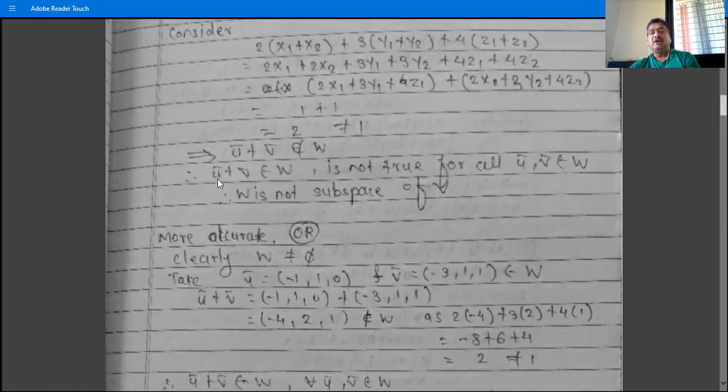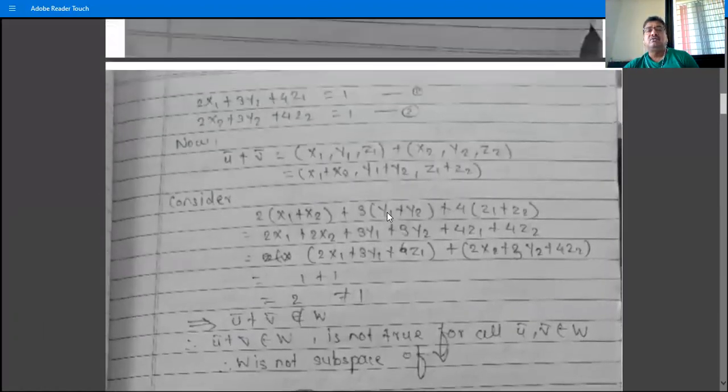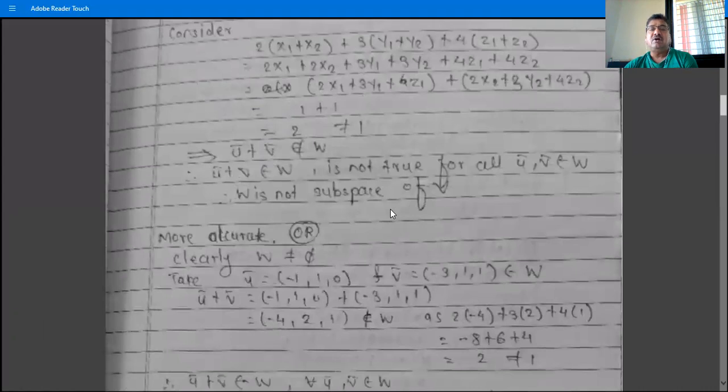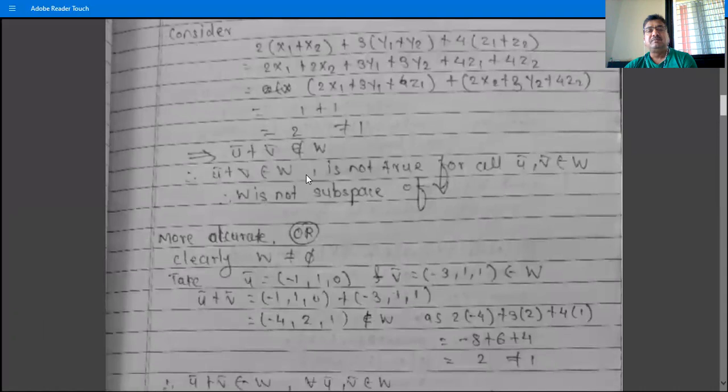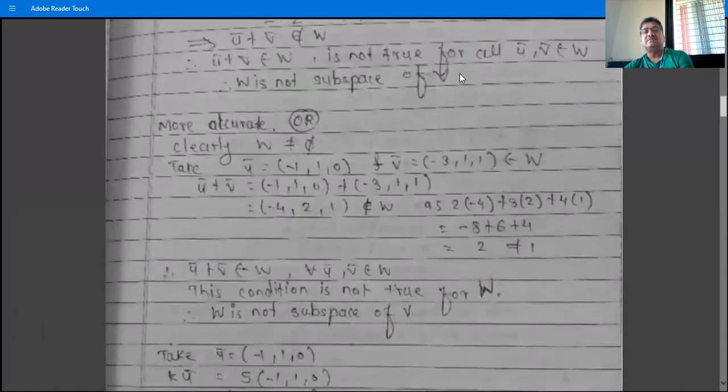Therefore, u bar plus v bar belonging to W is not true for all u bar and v bar belonging to W. And therefore, W is not a subspace of V. That is, W is not closed under addition. The addition of two elements of W does not necessarily belong to W, and therefore W is not a subspace of V.